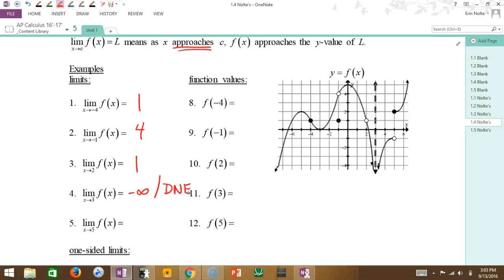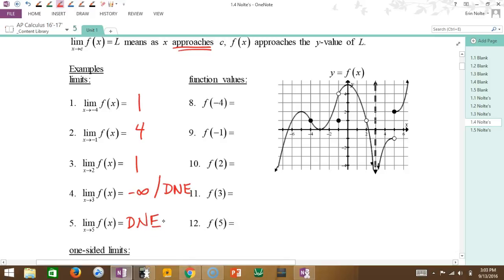Number 5, at 5. Everybody okay with does not exist? Now that one you have to say does not exist. There's no alternative answer, because from the left side it's going to -1, but the right side is going to 2, and they're not going to the same place. Do you guys remember that? If they're not going to the same place, it does not exist. Is that a new concept to anyone?